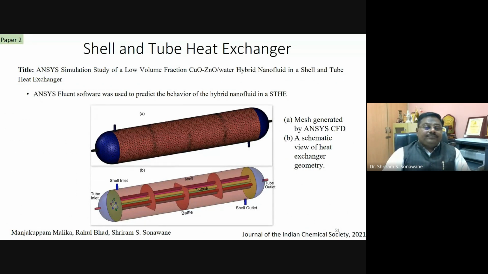One group, Malika, worked on this ANSYS simulation study of a low volume fraction zinc oxide, copper oxide, and water hybrid nanofluid in a shell and tube heat exchanger, with the mesh generated by ANSYS CFD. This is a schematic view of the heat exchanger geometry, with baffles, shell outside, tubes, and shell inside. You can see from one end the nanofluid is supplied. This is the schematic generated via CFD software. Next slide.